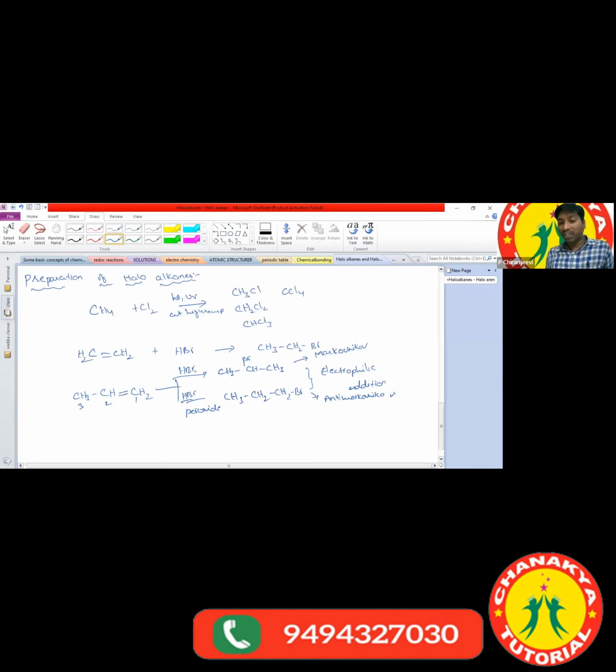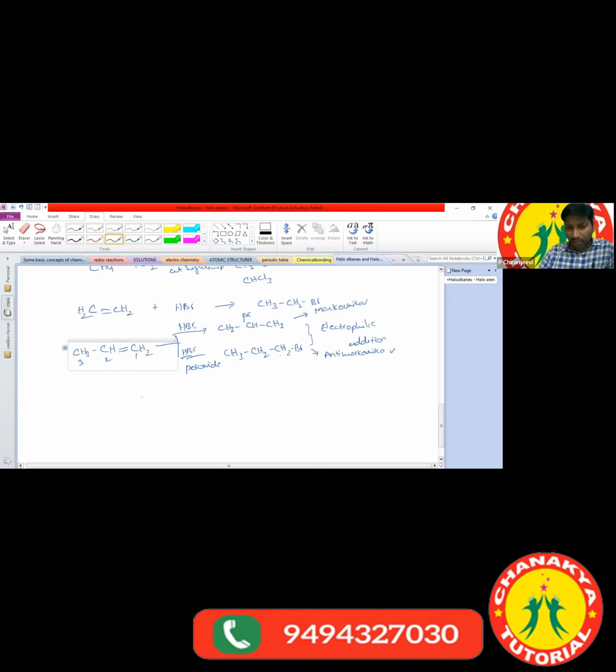In the second condition we are talking about the anti-Markovnikov rule. What is meant by the anti-Markovnikov rule here? The negative ion is attached to the carbon which has more hydrogens in an alkene. That's why in the second condition, bromine is going to be attached to the first carbon atom. Now we have clarity. So by using this method also we can prepare haloalkanes.